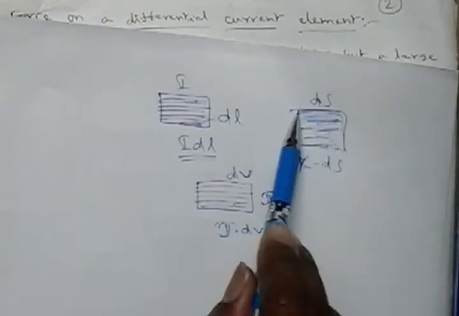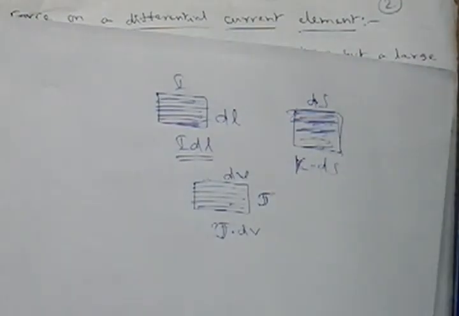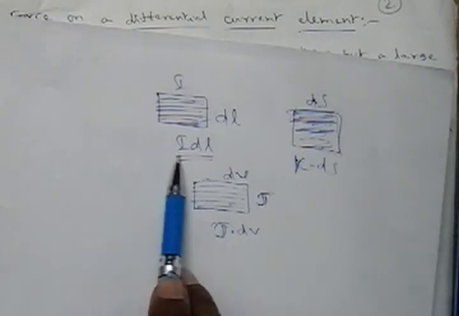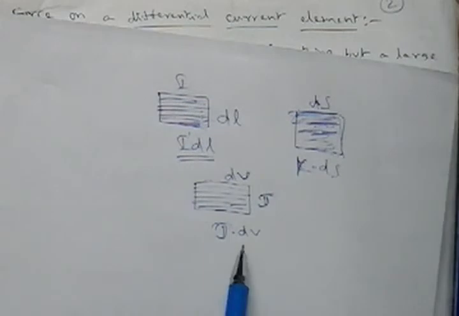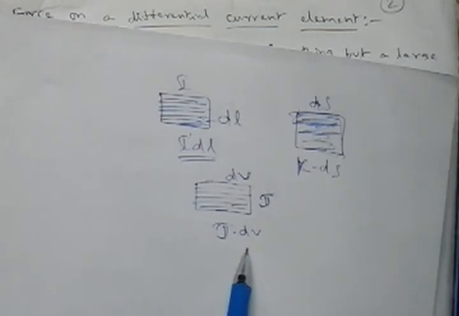See the difference between the three. The first one is with respect to length, the second is with respect to surface area, and the third is with respect to the whole object, that is, volume. So I dl, K ds, and J dV. K is called the surface current density, and J is called the convection current density. We are going to write the force equations on a differential current element with respect to dl, ds, and dV. Now let's see here.